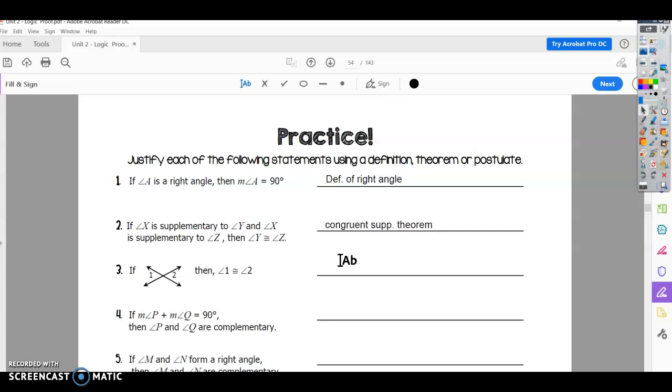All right, number 3 says, if you've got angle 1 and angle 2, then angle 1 is congruent to angle 2. So this is the vertical angle theorem because these are vertical angles. So number 3 would be vertical angles theorem.